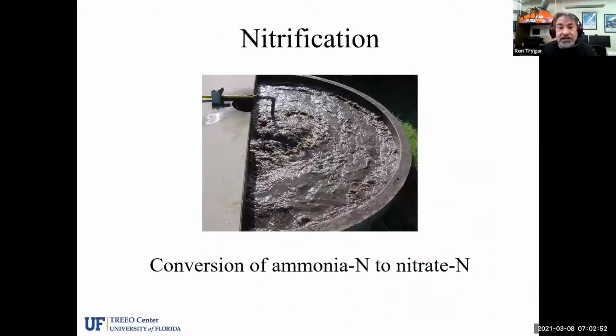Okay, so coming into the treatment plant, we have the ammonia and ammonium that has been converted in the collection system. And now the first step that we're going to talk about once we get into the treatment plant itself is called nitrification. So we are going to convert the ammonia and ammonium into nitrate as a final product.